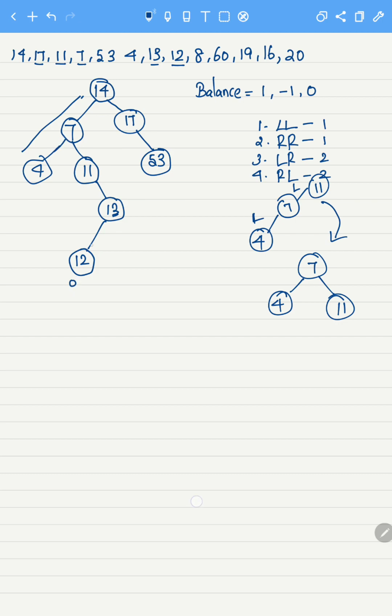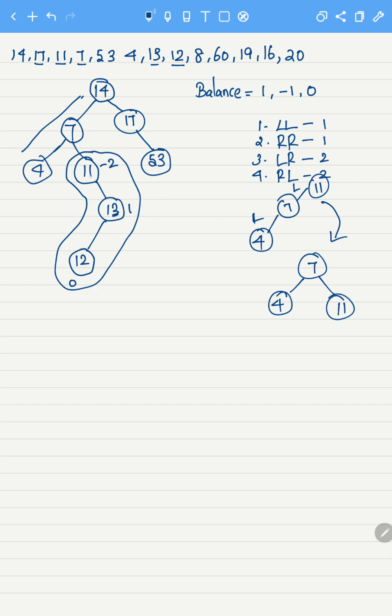So this will be 0. This will be 1 minus 0, so this will be 1. Here you see the left subtree is 0 and the right subtree is 2. So 0 minus 2, so this becomes minus 2. So this is the first node which is not balanced, right? So it means you have to rotate this one.